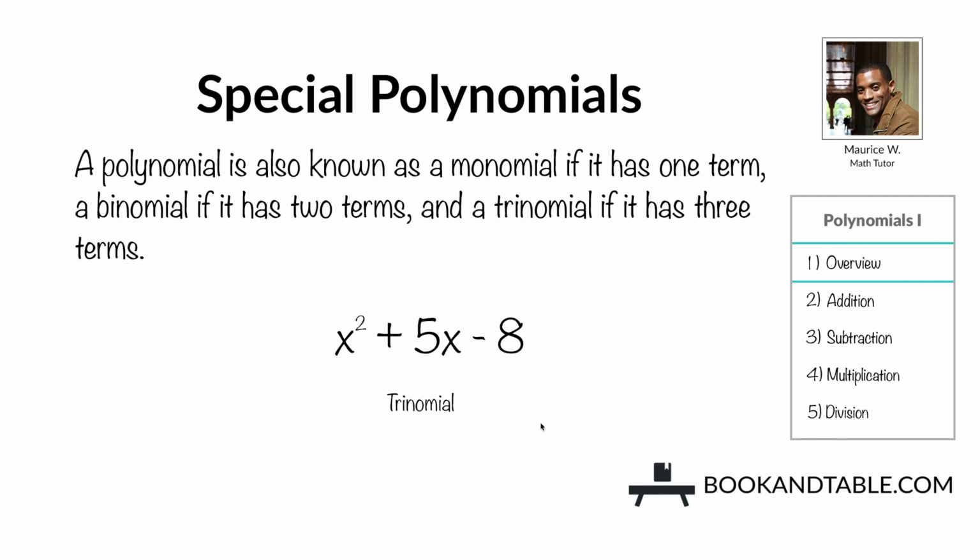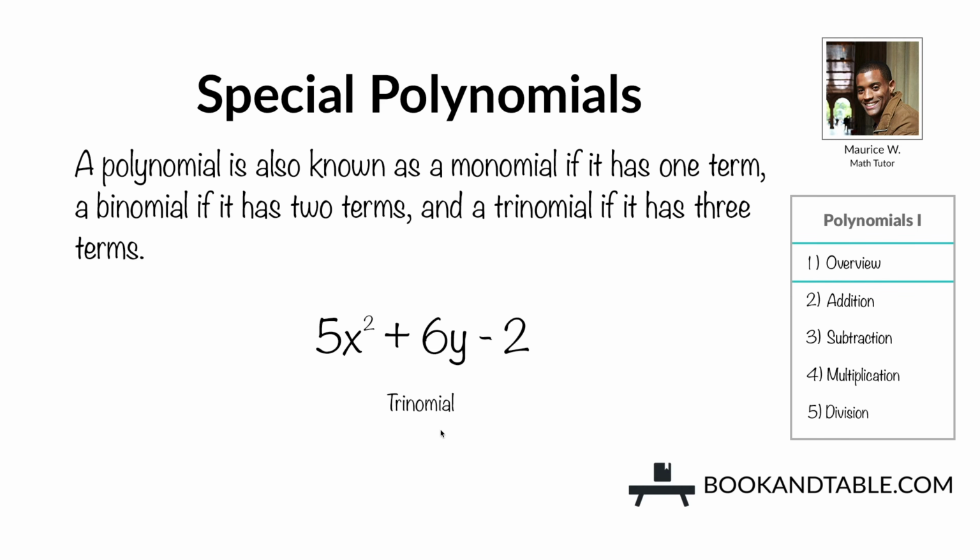And a polynomial is known as a trinomial if it has three terms. So x squared plus 5x minus 8 would be one example of a trinomial. And 5x squared plus 6y minus 2 would be an example of another trinomial.